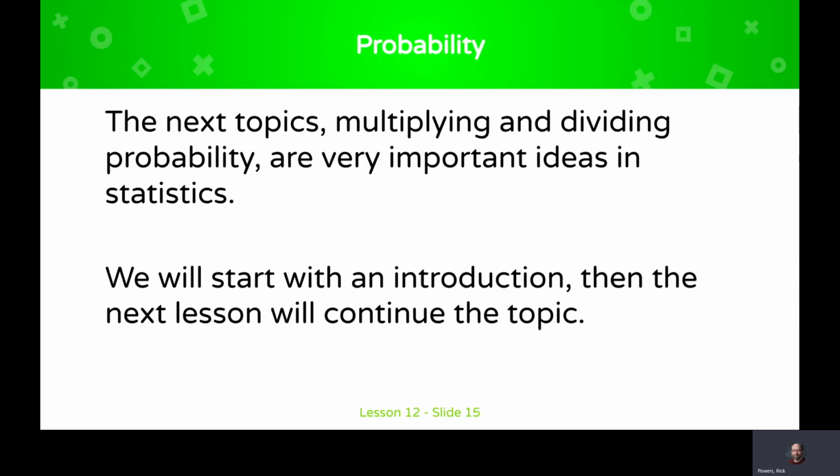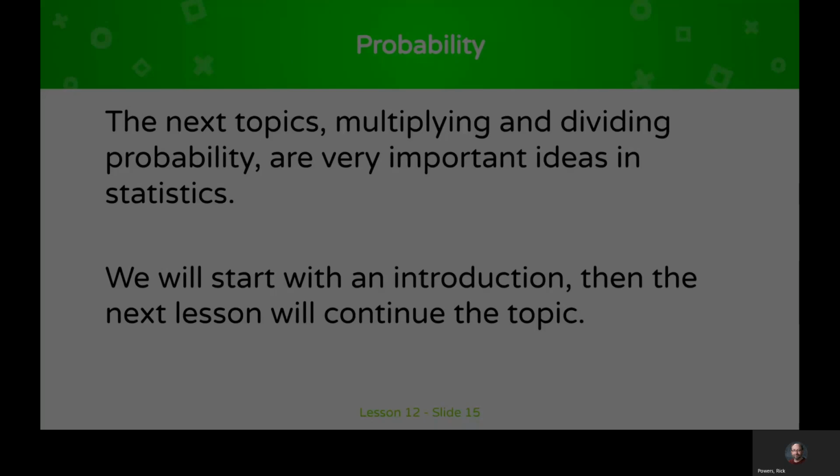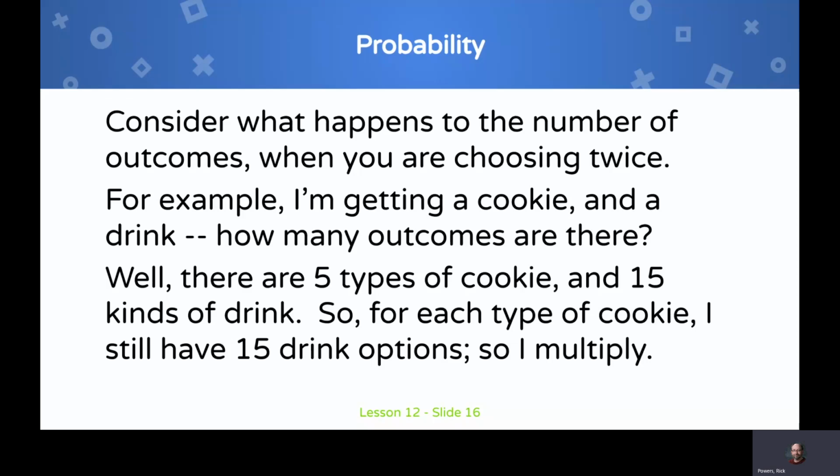The next topics, multiplying and dividing probability, are very important ideas in statistics. We will start with an introduction, then the next lesson will continue the topic. Consider what happens to the number of outcomes when you are choosing twice. For example, I'm getting a cookie and a drink. How many outcomes are there?